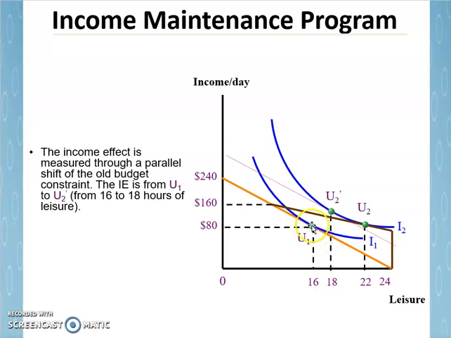Well, we know that they went from U1 to U2. We know they went from a tangency of their original budget constraint to a tangency of the new budget constraint. We know they went from 16 to 22 hours of leisure. So if the income effect gets us from 16 to 18 hours of leisure, the only thing left over is the substitution effect, which takes us from 18 to 22.